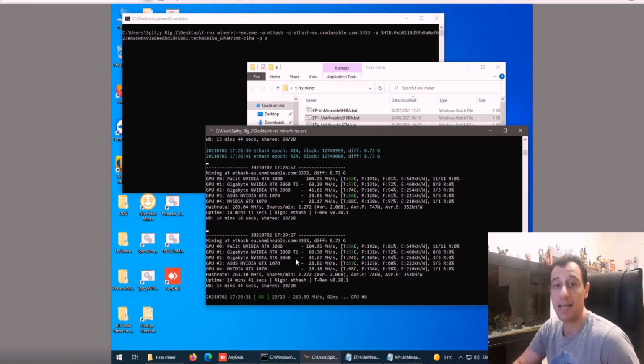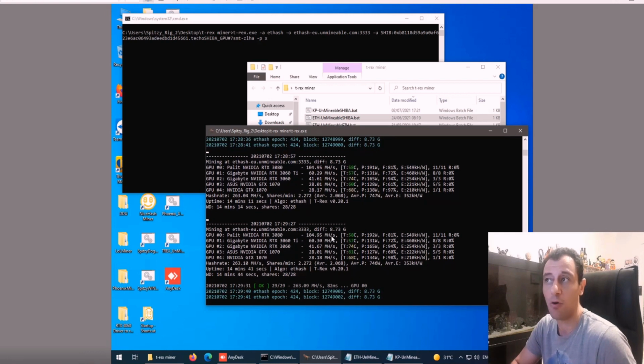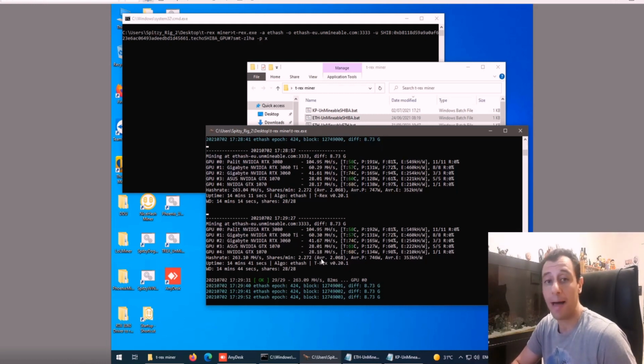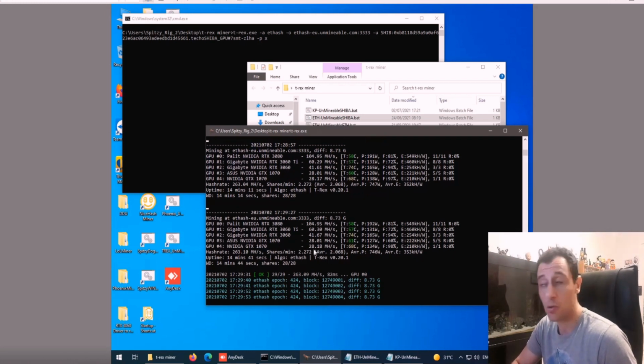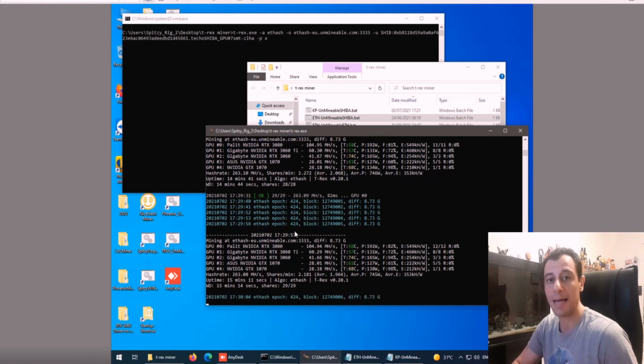The difference here is that when I'm mining, for example, the 3080 is doing 104 megahash on its own, the 3060 Ti is doing 60, the other 3060 is doing 41, and the 1070s are doing 28. On KaoPow, these hash rates are going to be lower. They're not going to be the same. So it doesn't mean that because I'm getting 263 megahash on ETHash, I'm going to get 263 megahash if I decide to mine on KaoPow. Even with the same video cards and the same mining rig, it's still going to be different.